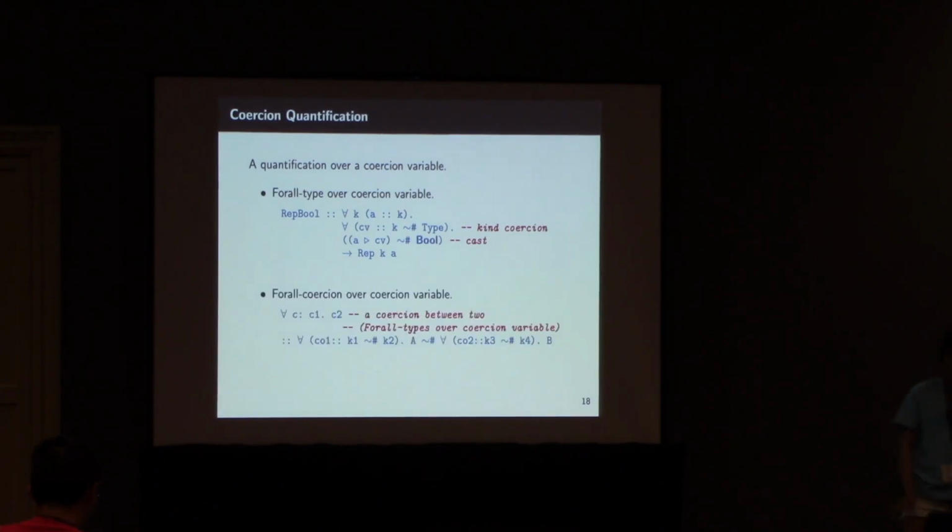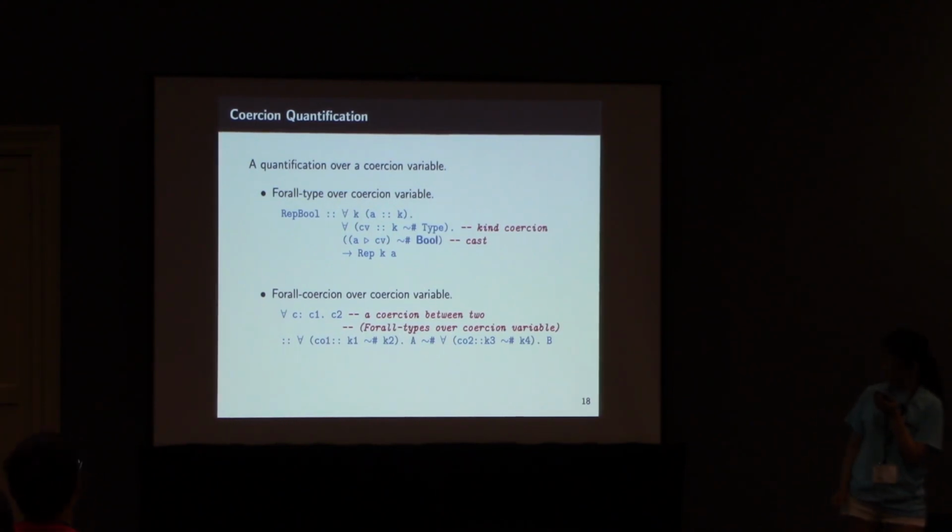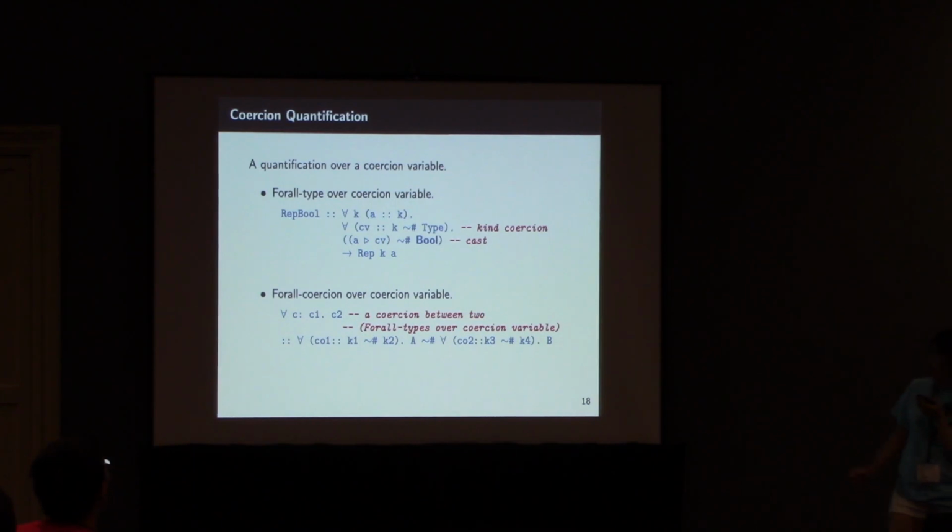And this coercion variable represents a kind coercion, which is used later to do the cast. Because in GHC we can lift types to coercions, we also need a forall coercion over a coercion variable. Here, this forall c, co1, co2 is a coercion which coerces from a forall type over a coercion variable into another forall type over a coercion variable.